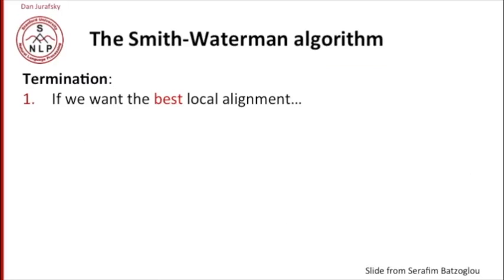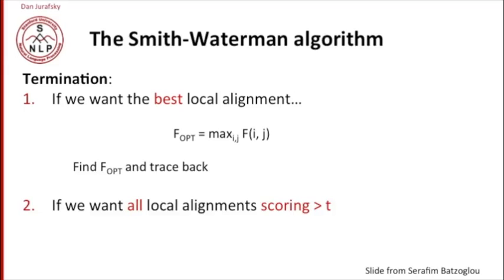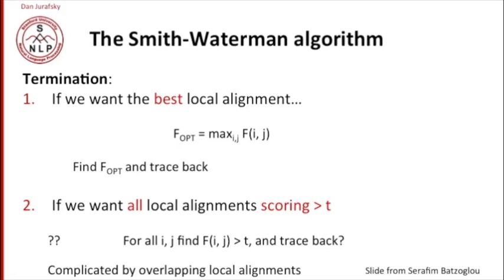The termination condition of the Smith-Waterman algorithm depends on what we're looking for. If we just want the best local alignment, we'll pick the place that's maximum in the entire array, and we'll trace back from there. If we want all the local alignments that score greater than some threshold t, then maybe we'll find all the places that are greater than t and trace back from all of them. Now this gets complicated by the fact that there can be overlapping local alignments. So we might have 2 alignments like this, and it might be that they actually overlap tracing back. So there can be some complications here. But if you want the best local alignment, that's actually much easier.